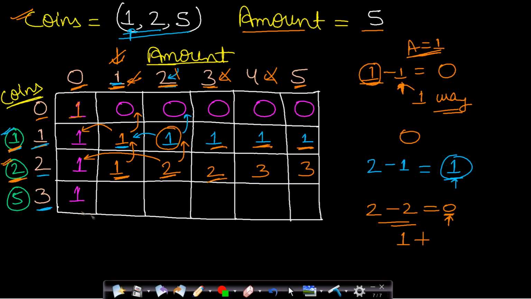Now let us fill the last row. So in the last row we will again be starting with this one. 1 is less than this value 5. So we will have to just copy this from the top because we cannot include this coin 5. Now we move to 2. So 2 is also less than 5. So we cannot include this coin 5. We will have to just exclude it and there is only one possible way.